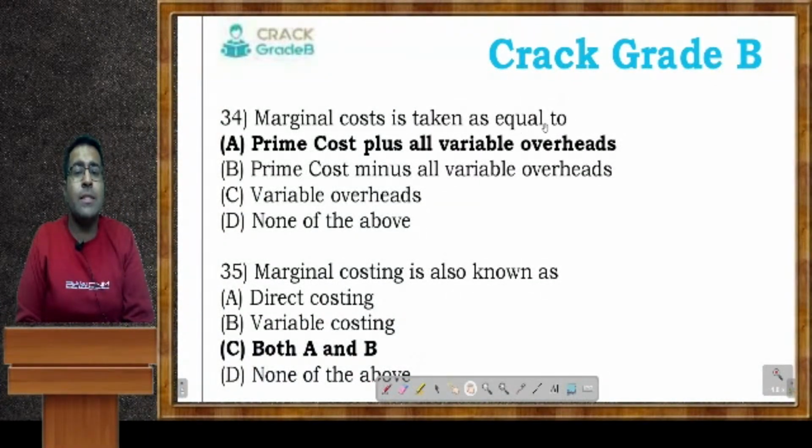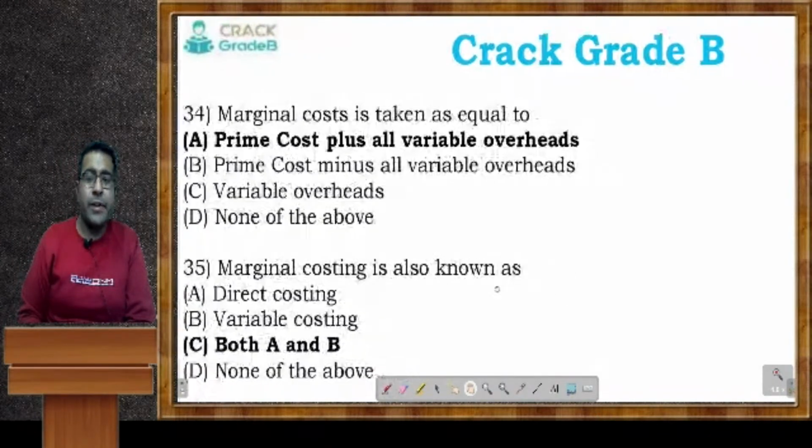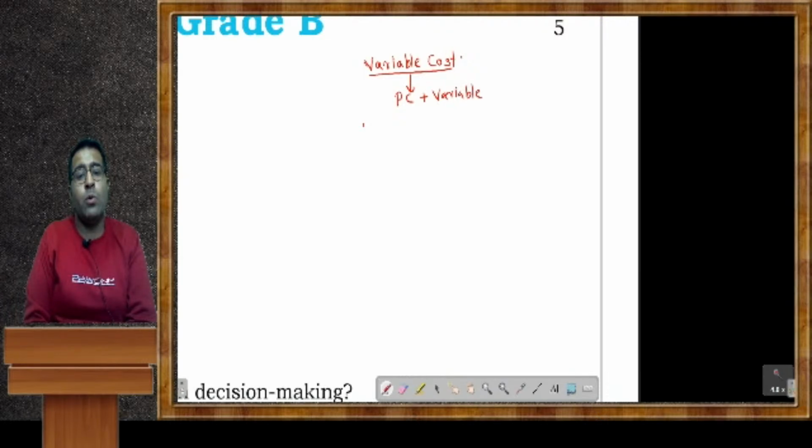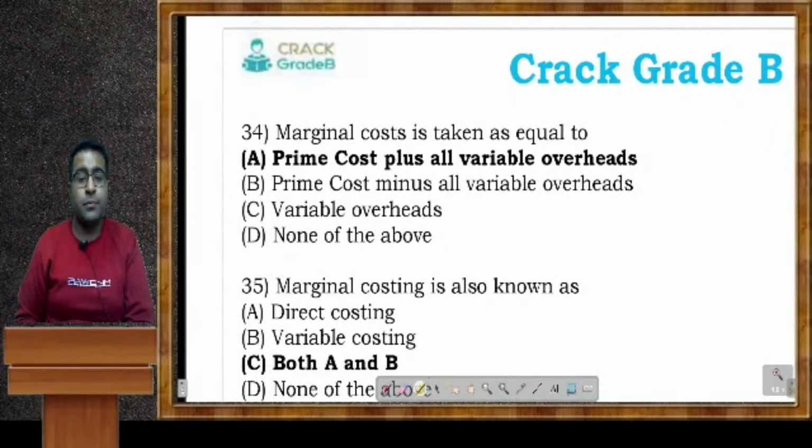Marginal costing is taken as equal to... Just look here. As we discussed, marginal cost is also regarded as variable cost. Variable cost is always equal to prime cost plus all the types of variable overheads. Okay, so look here. What is the answer? Marginal cost is taken as equal to prime cost plus all variable overheads. Yes, it is the correct answer. No need to look at the other options, but we can discuss them.